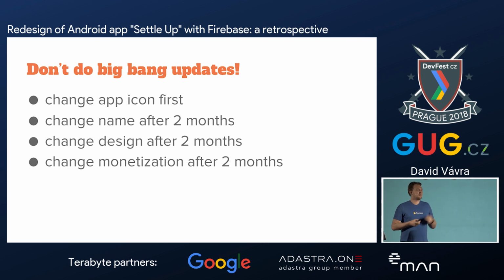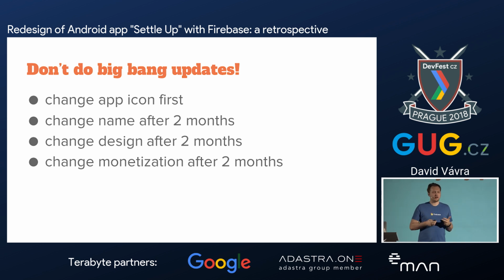So as you probably figured out, don't do big bang updates like we did. Don't change everything at once. It's just too much change for the users. We are geeks, we are happy with all these changes, but regular users are not. You have to slowly prepare them.